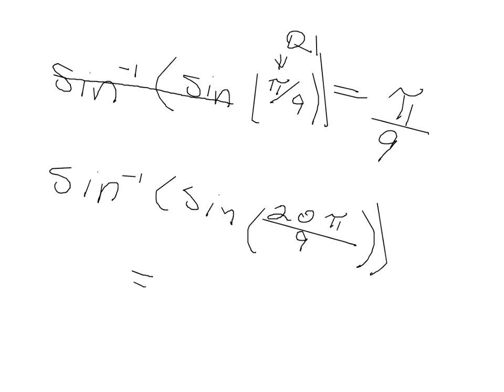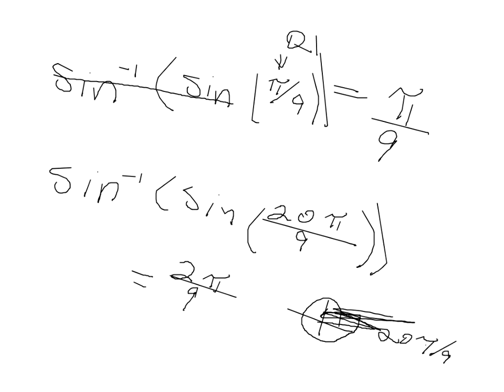Well, 20 pi over 9 is in the first quadrant, but it has to also be between pi over 2 and minus pi over 2. So this is going to return 2 pi over 9, because here's 18 pi over 9, and so I go up a little bit more to get 20 pi over 9. And so my first quadrant reference angle, less than 360, is 2 pi over 9, sorry. Okay.